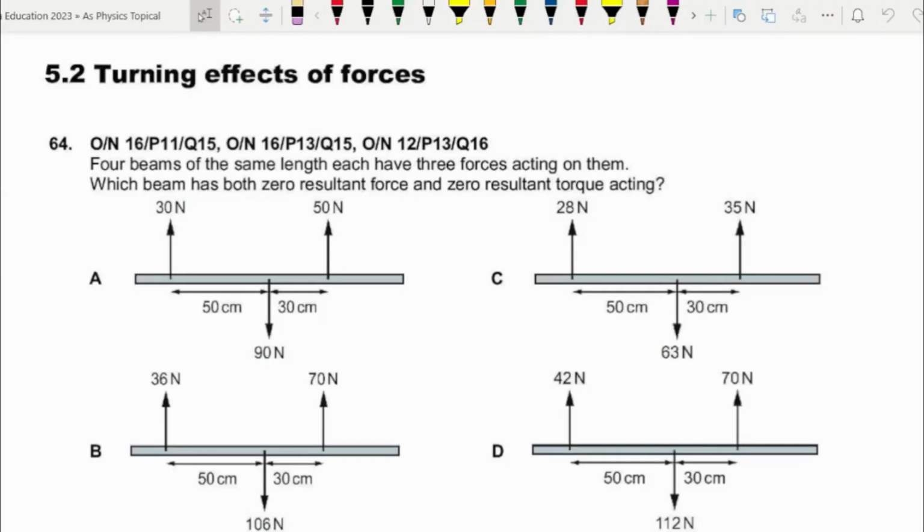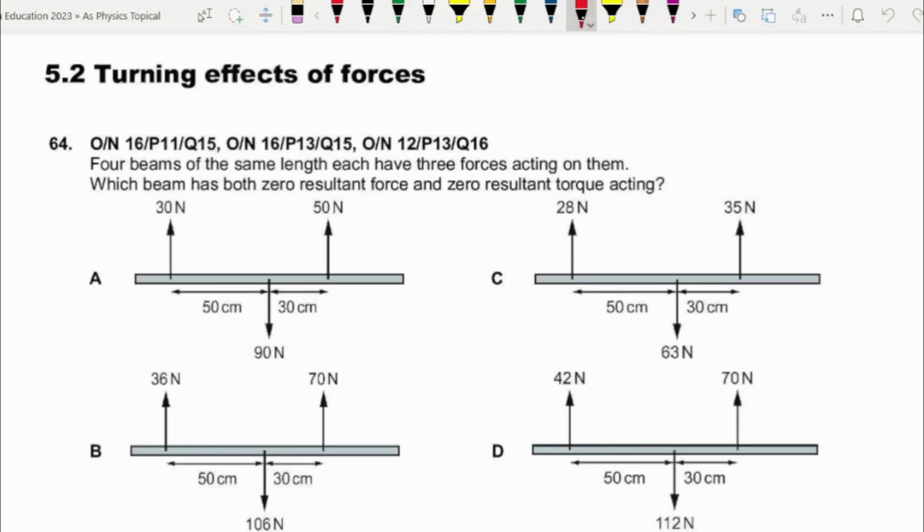So we are going to start off with the first one. We have number 64. Four beams of the same length each have three forces acting on them. Which beam has both zero resultant force and zero resultant torque acting?